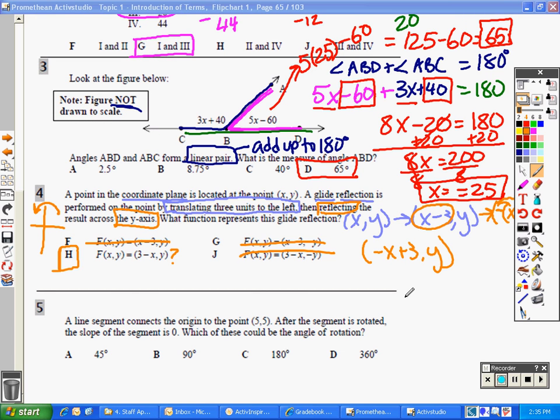All right, let's look at number 5. And number 5 is really an extension of what we kind of did in class. We have a line segment that connects the origin of a graph to point (5, 5). Okay, so here, I'm going to draw a graph, an XY plane.